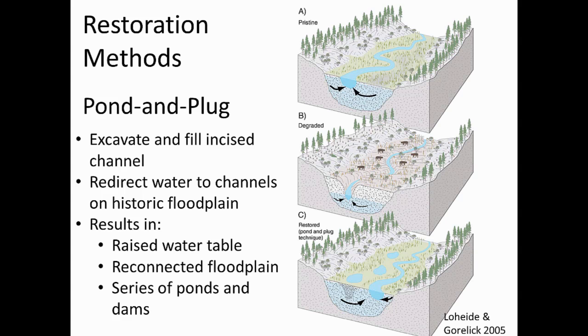Pond and plug, or plug and pond, whichever is your favorite, is an example of what is being done currently to reconnect or re-water the meadow. Basically, the idea is to block that incised channel, building a series of ponds where you're excavating to create plugs or dams that stop the water from flowing in that historical channel, and allow it to feed water into the existing meadow floodplain and onto historical channels on that floodplain.